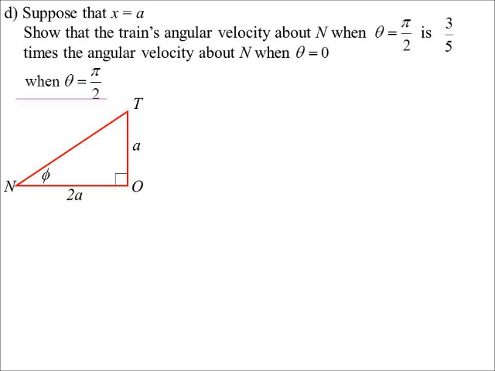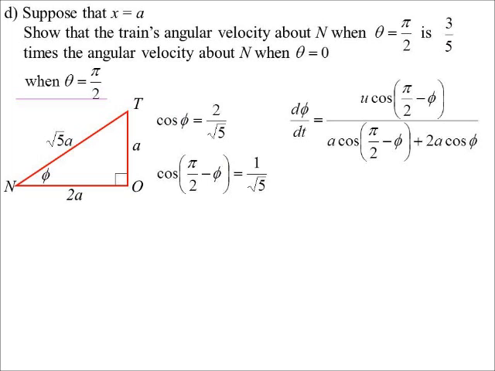So it would actually be possible to work out that angle if I wanted to. The hypotenuse is the square root of 5A. I'm not really interested in the angle. I'm more interested in the cosine of the angle to substitute in. So the cosine of the angle is 2 on root 5. The A's end up cancelling. And the cosine of pi on 2 minus phi, because that's the other one we're going to want, is 1 on root 5. So let's sub that into our formula.